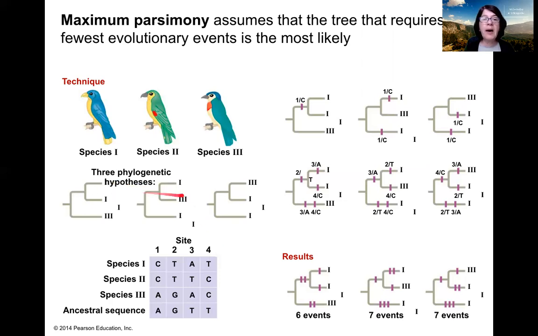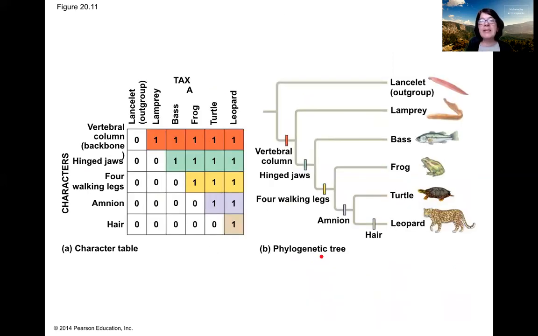There are three possible hypotheses to explain how these three species, which are very closely related, have evolved. And based on molecular data, which tells us how many events were required for each of these models, it turns out that only one of these models is correct because it requires the fewest number of changes and events. You can apply the same concept to the presence or absence of characters.